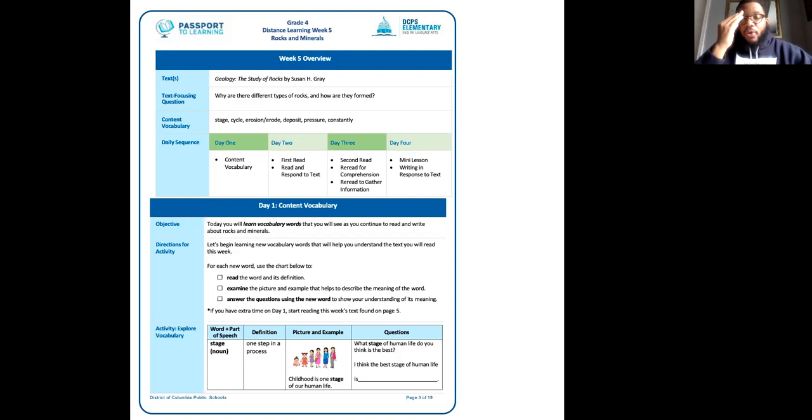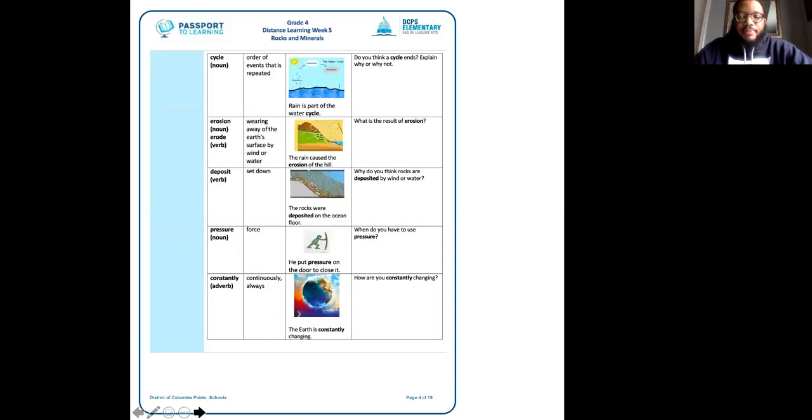In the last column, the question says, what stage of human life do you think is the best? So I said, I think the best stage of human life is childhood, because there are less responsibilities. So once again, I answer the question by saying, I think the best stage of human life is childhood because there are less responsibilities. All right, let's move on to the next word in our list.